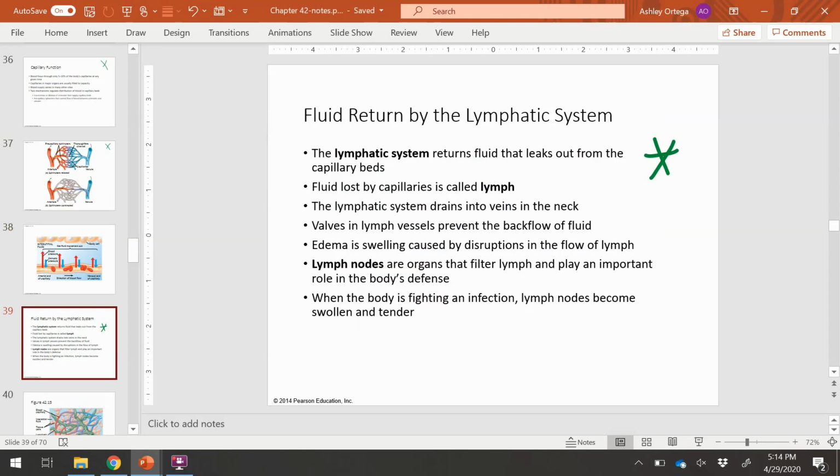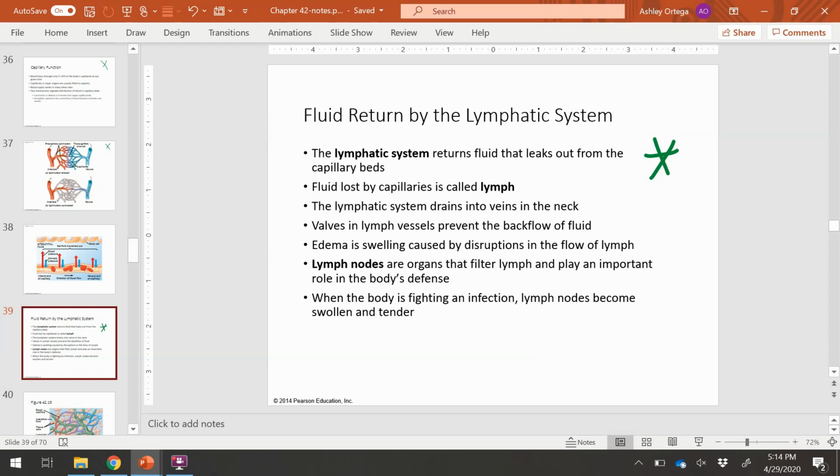What we will see here for capillaries is how it correlates with the lymphatic system. So the lymphatic system will return fluid that leaks out from the capillary beds. So it's fluid, that blood plasma, along with blood cells, can, especially with rips and tears in the capillaries, leak out of the capillary. And so the lymphatic system will be responsible for returning it back to the circulatory system.